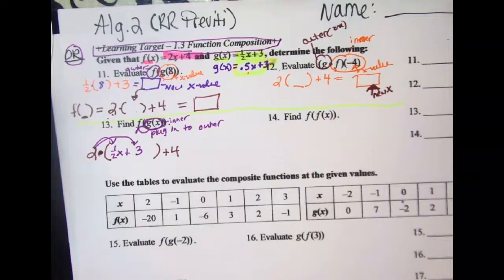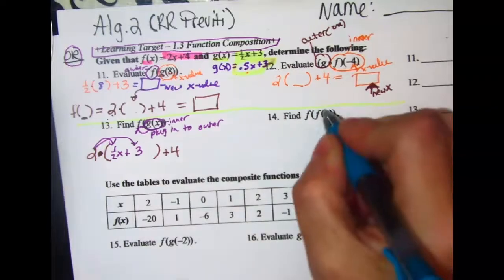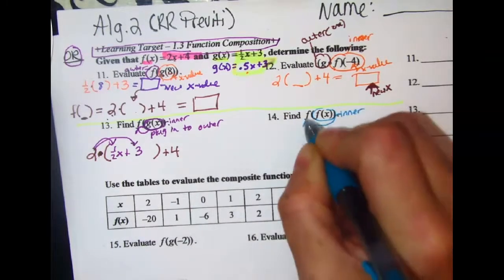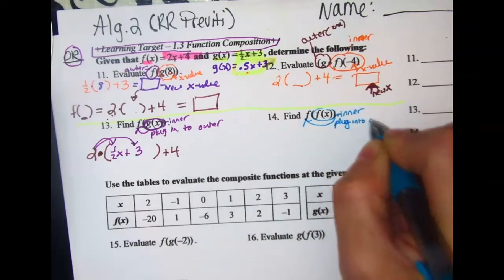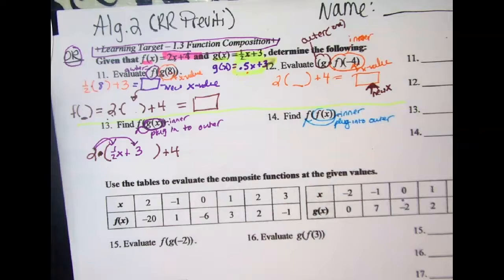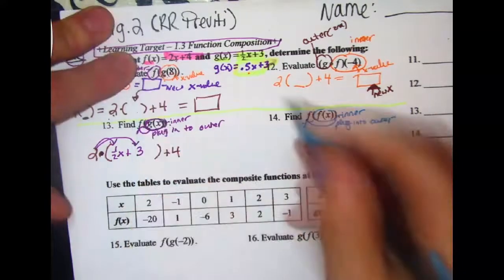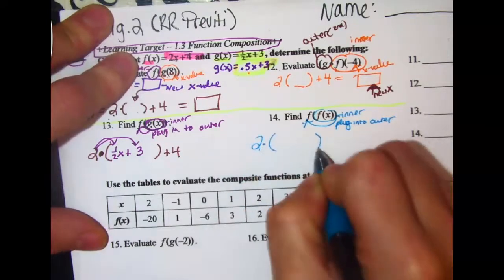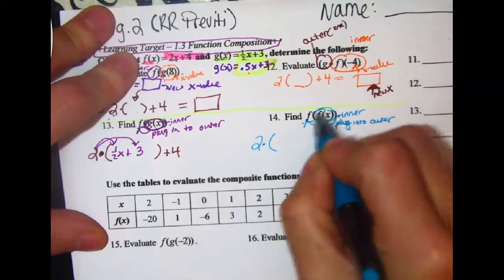All right. Same with 14. So we're plugging a function into itself, but that's okay. So if we're looking at this as our inner, and we plug it into the outer. We plug it into the outer. So we always start by writing our outer one first and leaving a lot of room where the x is at. So 2 times, and then I'm going to leave the parentheses because I have to plug in whatever my x is. In this case, my x is the whole f function.